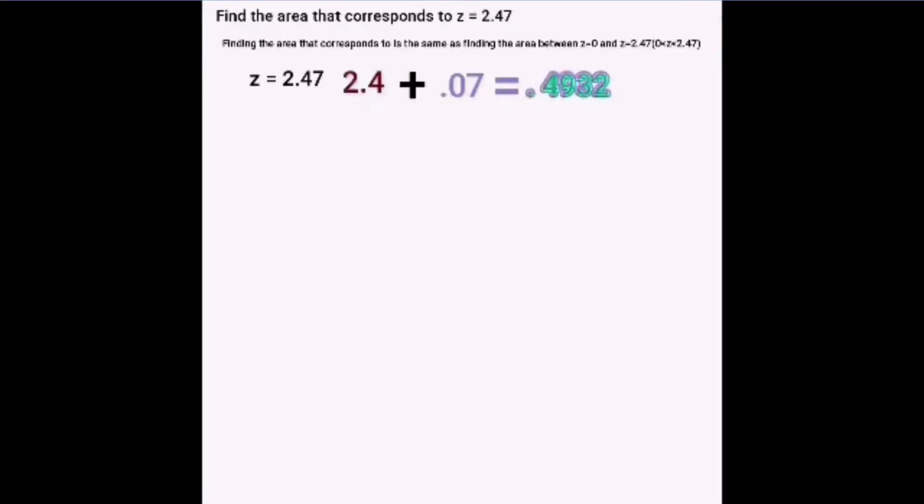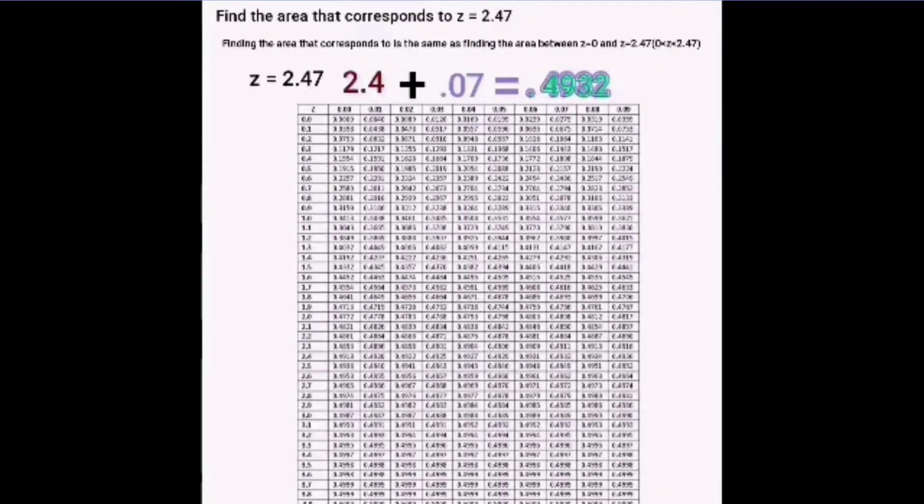Find the area that corresponds to z equals 2.47. So, ano yung area ng 2.47? Una, tingnan natin yung whole number tsaka yung tenths place natin. Ito yung 2.4. Hanapin natin dito sa first column sa left side, makita natin yung 2.4 natin. Yung 2.4 din, hanapin natin yung 7. So, yung 7 natin, that is 0.07.